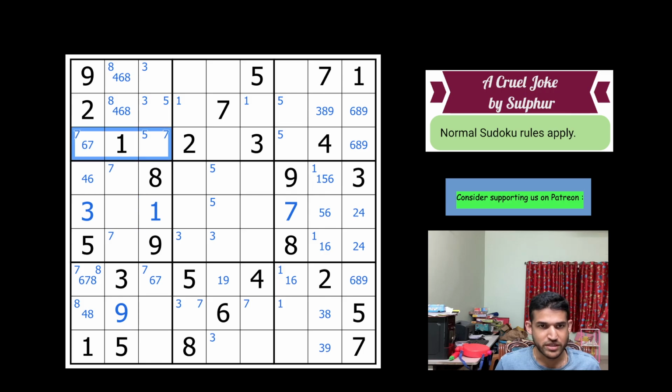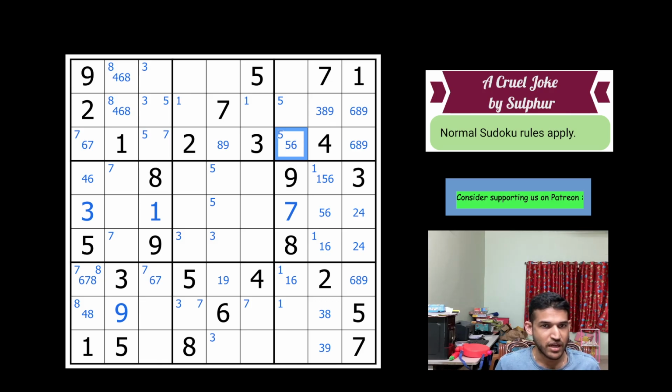Look at row 3. 1, 2, 3, 4, 5, 7 and 6. So this has to be 8 and 9. No other digit is possible there. And now looking at row 3 and this cell particularly, 2, 3, 4, 1, 7, 8, 9. So this is 5 or a 6.